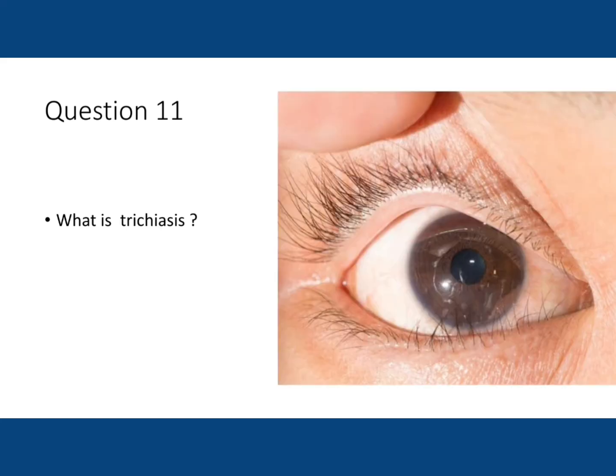Okay, what is trichiasis? Trichiasis means misdirected eyelashes. Sometimes these misdirected eyelashes touch the cornea and lead to irritation for the patient. Okay, so at that time what we need to do is epilate those misdirected eyelashes. Okay, that is called trichiasis.